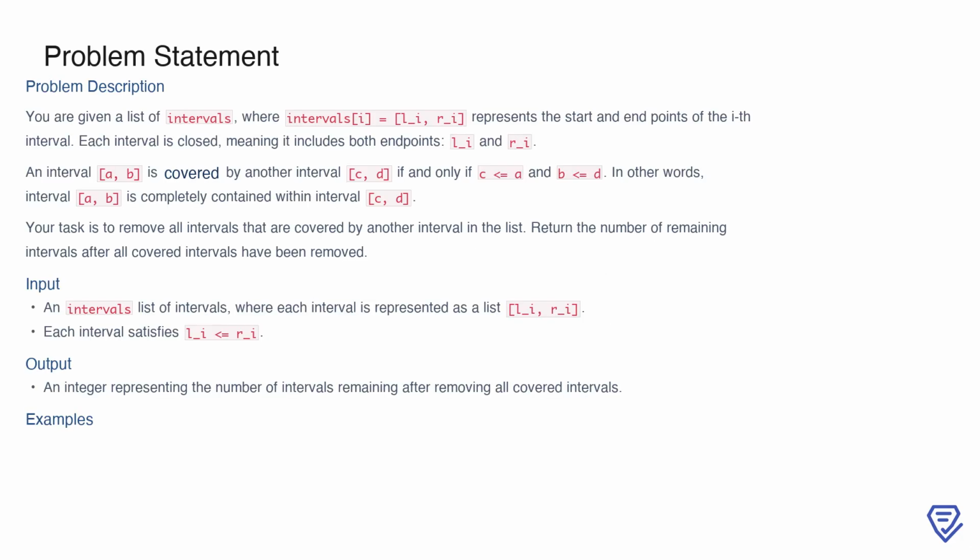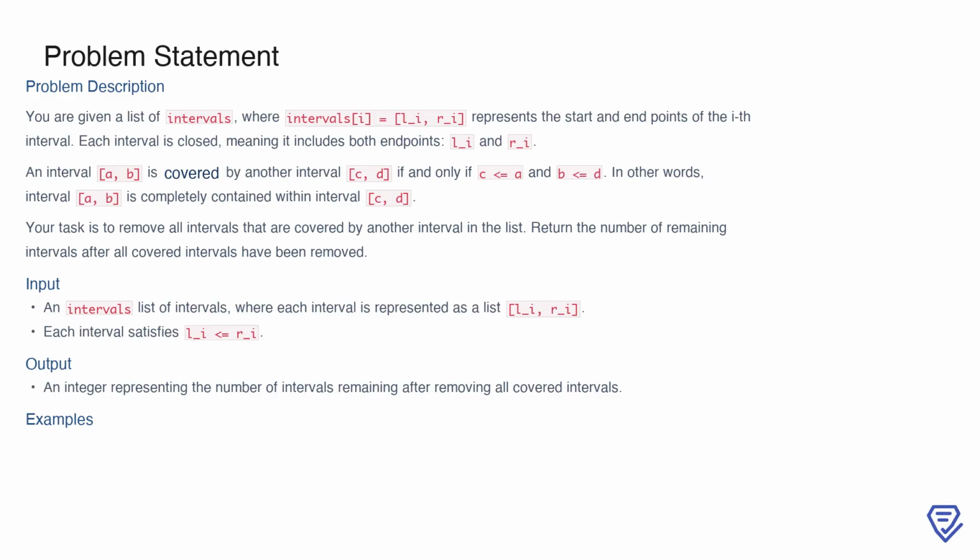In this problem, you're given a list of intervals, where each interval is represented as a pair, L_I, R_I. These pairs define the start and end points of the interval, and since the intervals are closed, both endpoints are included. The goal is to identify and remove intervals that are completely covered by another interval in the list. An interval [a, b] is considered covered by another interval [c, d] if the starting point a is greater than or equal to c, and the ending point b is less than or equal to d. In simpler terms, one interval is covered if it lies entirely within the boundaries of another.